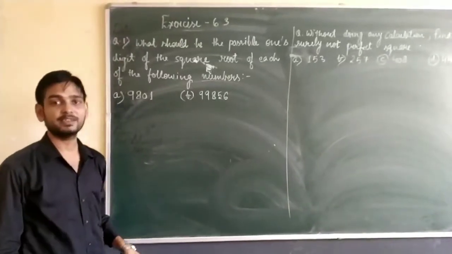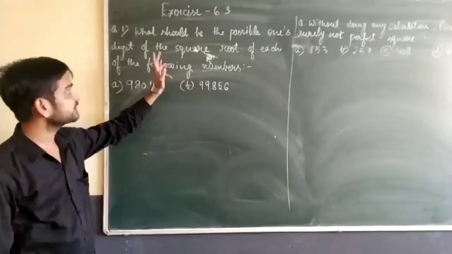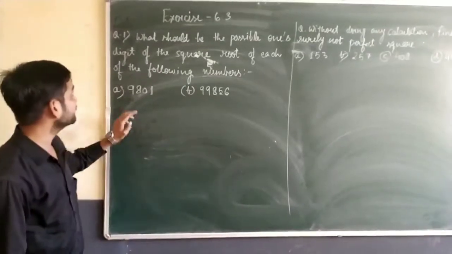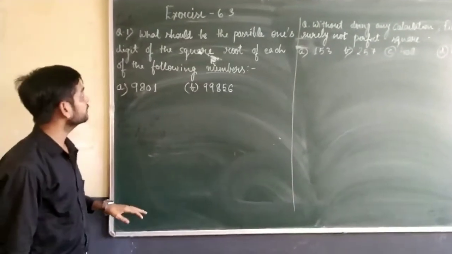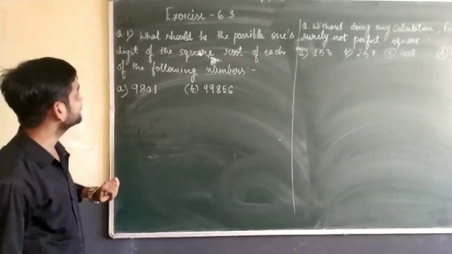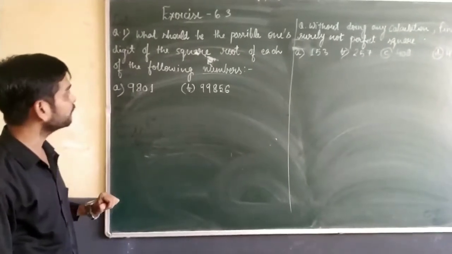Hello students, today I will start chapter number 6, exercise number 6.3. Let's begin with question number 1. In the question: what should be the possible ones digit of the square root of each of the following numbers?